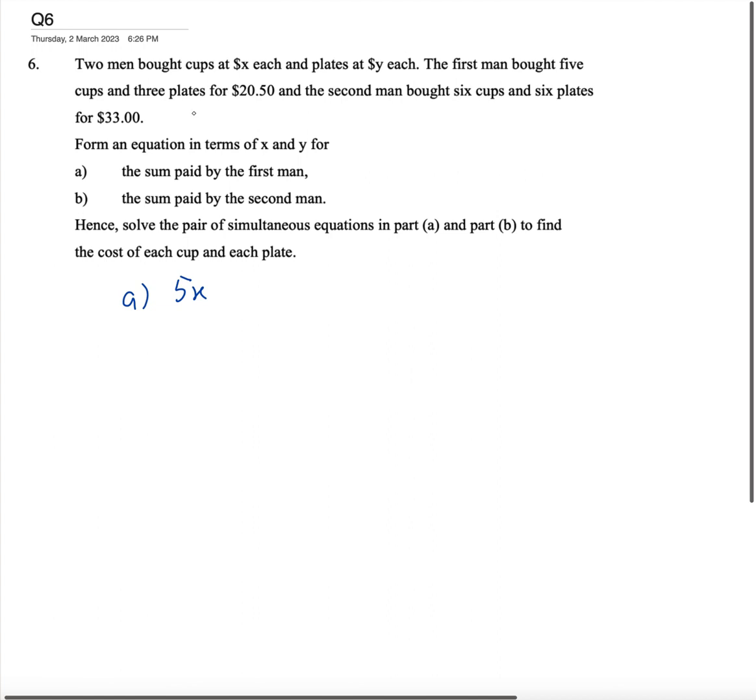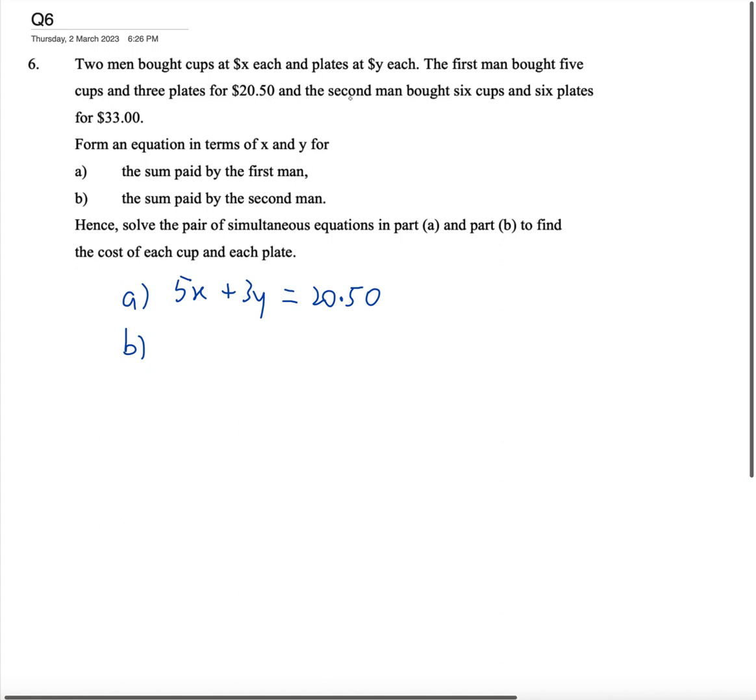And 3 plates, 1 plate is Y dollars, so 3 plates is 3y, and this is the total, which is numerically 20.5 or $20.50. We must make sure that here is an equation, and on this side it is also in dollars, 20.50. We don't put units in equations.